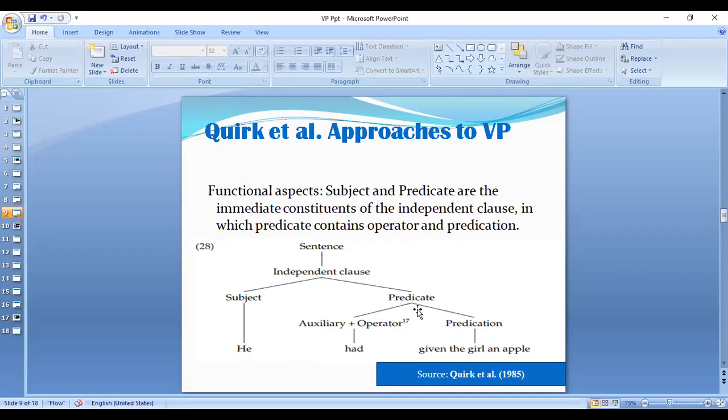Here predicate refers to the actions the subject does, and predicate incorporates auxiliary verb, main verb, as well as other complements, adjuncts, adverbial phrases, and adjective phrases. So I think it's clear.